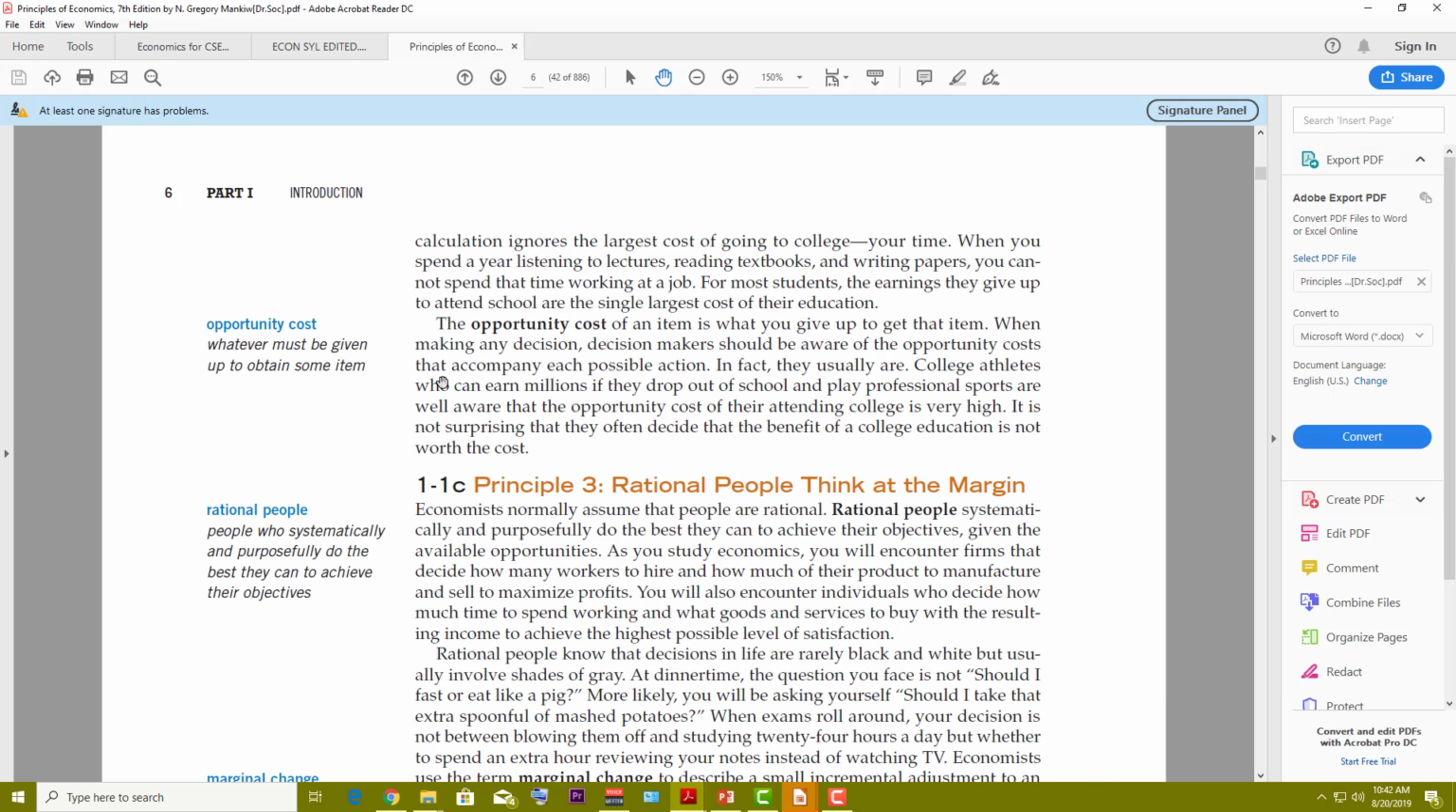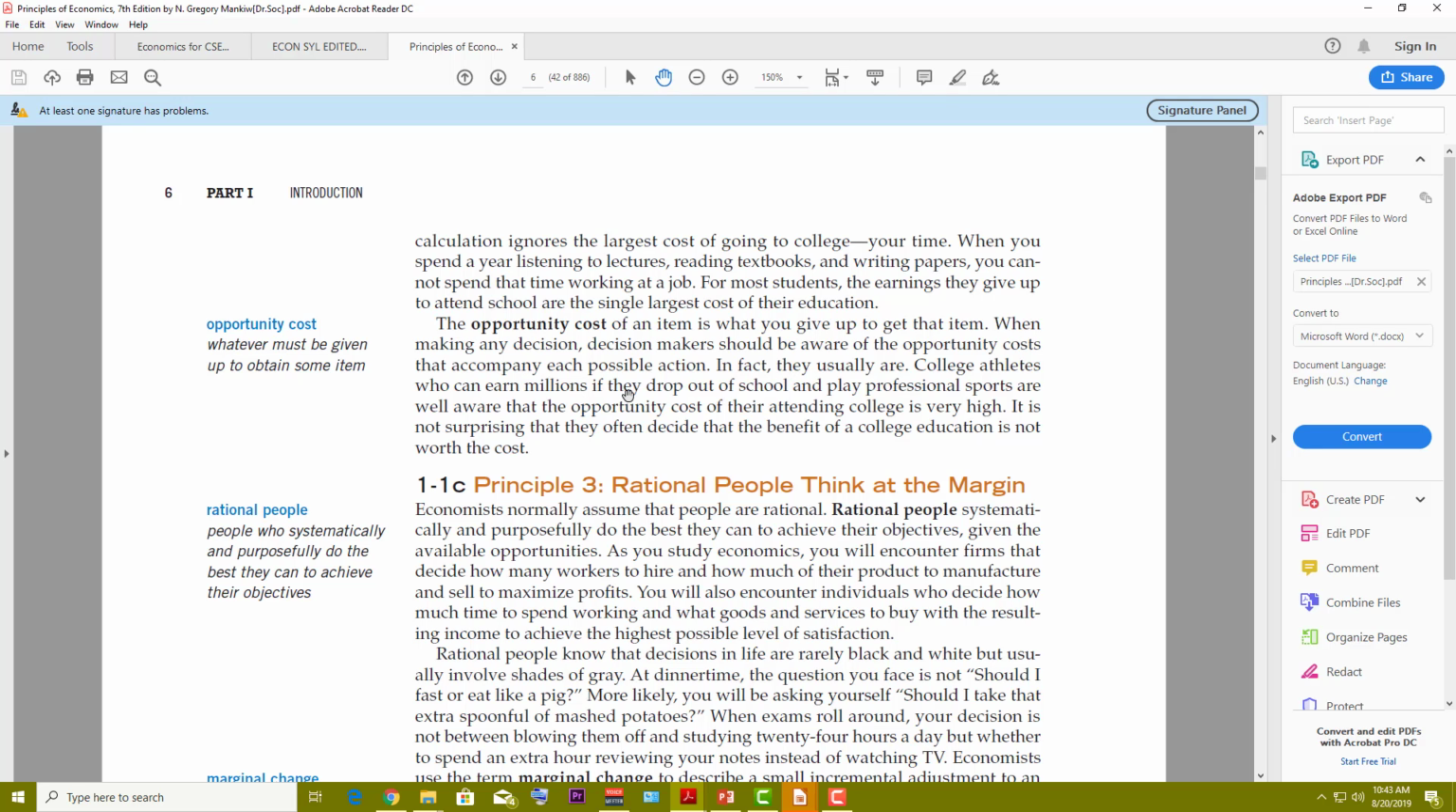So here's the next textbook and next definition for opportunity costs. A simpler one too. Whatever must be given up to obtain something else. Whatever must be given up to obtain some item. Let's read this little passage here. The opportunity cost of an item is what you give up to get that item. When making any decision, decision makers should be aware of the opportunity costs that accompany each possible action.